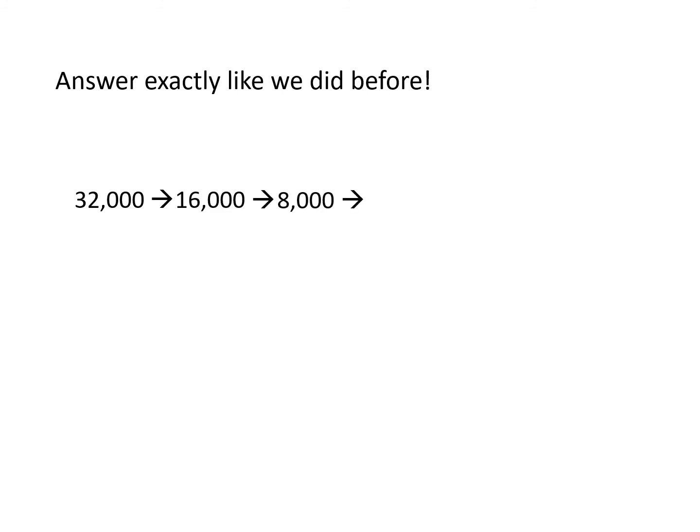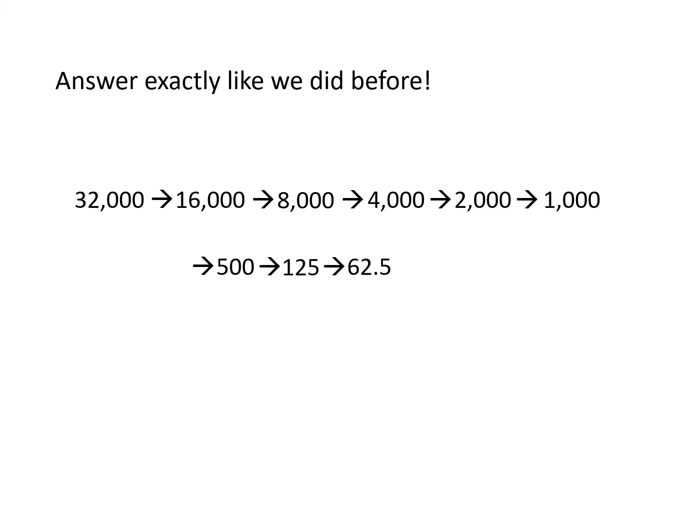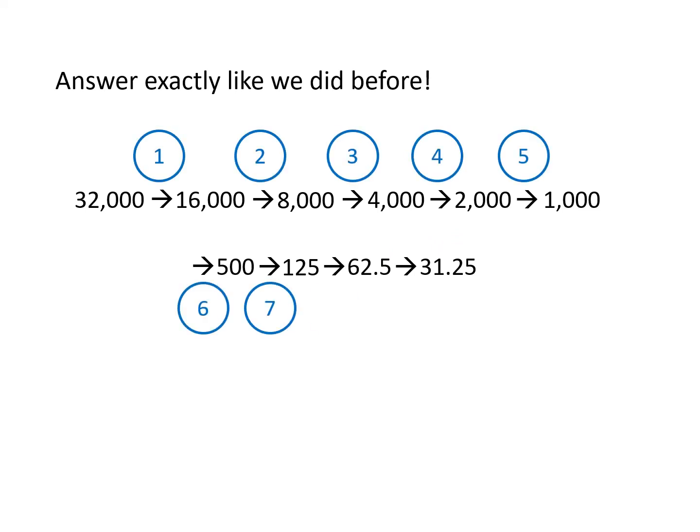Half it, we get to 8,000. Half that, we get to 4,000. Half it, we get to 2,000. Half it, we get to 1,000. Half that again, and we get to 500. Half it again, we get to 250. Half it again, we get to 125. Half it again, we get to 62.5. Half that again, we get to 31.25 becquerels. And all we need to do is just count how many arrows we've got here. So let's count: 1, 2, 3, 4, 5, 6, 7, 8, 9. 9 arrows, that's 9 half-lives.